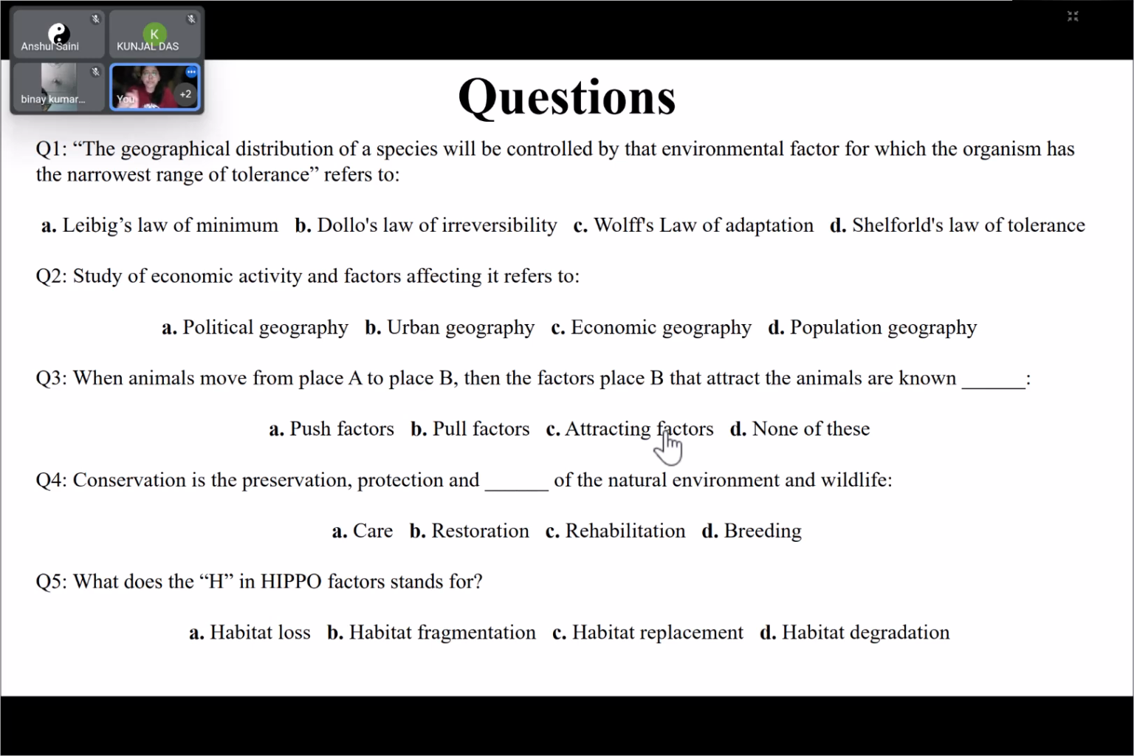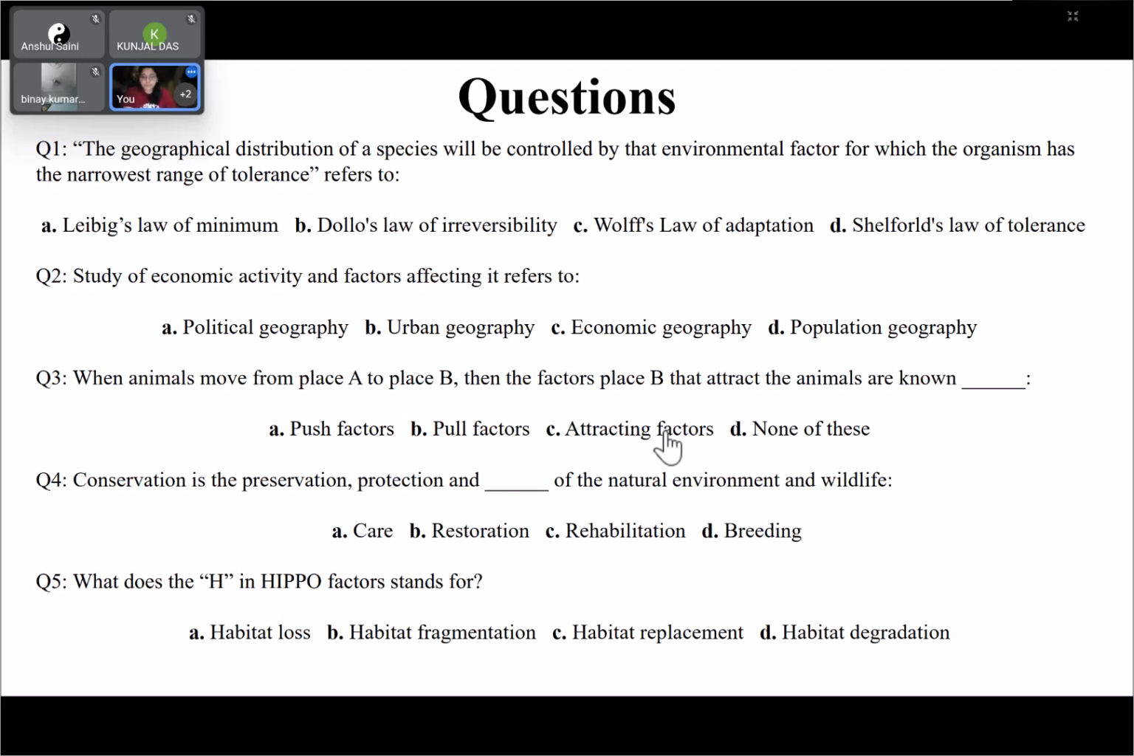Next, I was mentioning this, let's say here, study of economic activity and factors. This is a very particular definition. So you need to know which definition they are talking about, because the exam will be from the perspective of 36 lectures, so you need to be very clear about this.